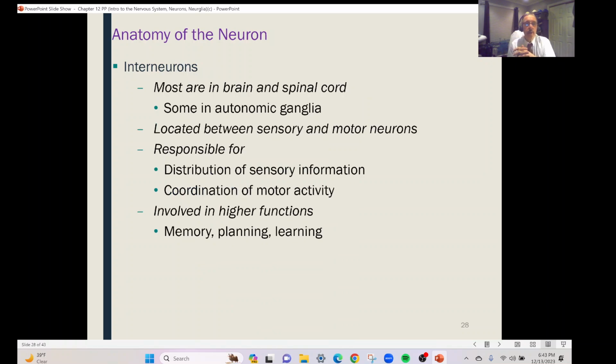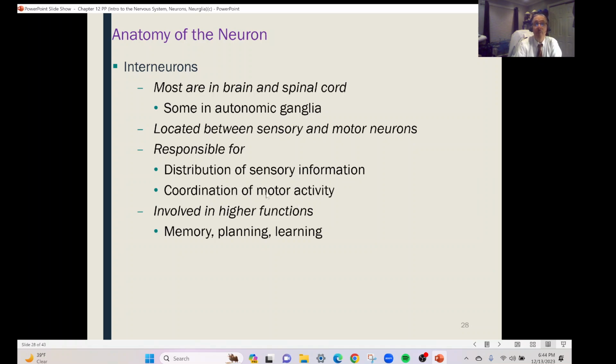The third classification of neurons are known as interneurons. These are neither sensory neurons nor are they motor, right? Most of the neurons in the brain and the spinal cord are interneurons. Their job is to just process information. These are the neurons that stay in our brain and our spinal cord, just processing information as it comes into the brain and spinal cord, and then deciding if we need to send information out. Right? So these are responsible for the distribution of sensory information and also the coordination of motor activity.